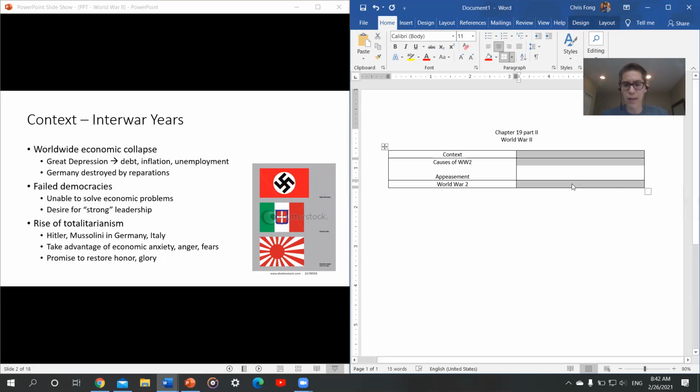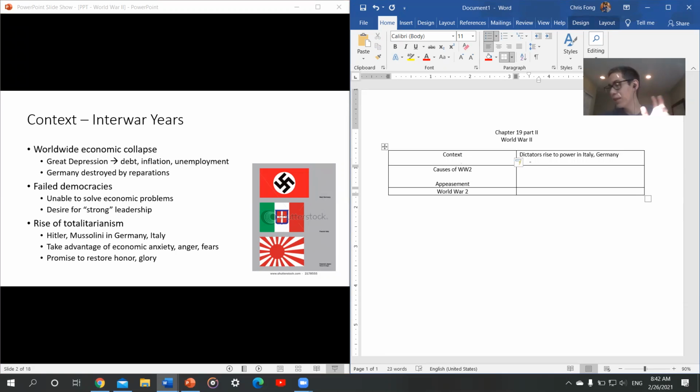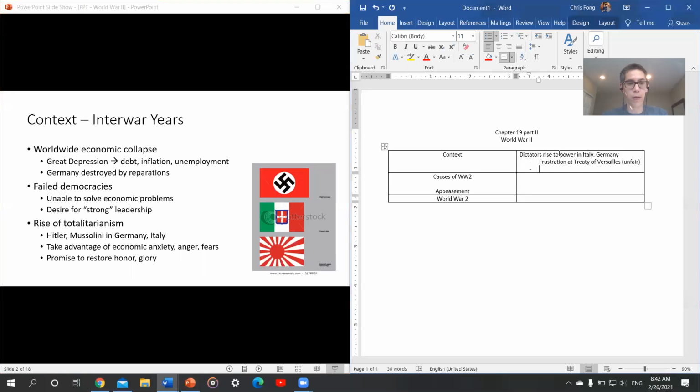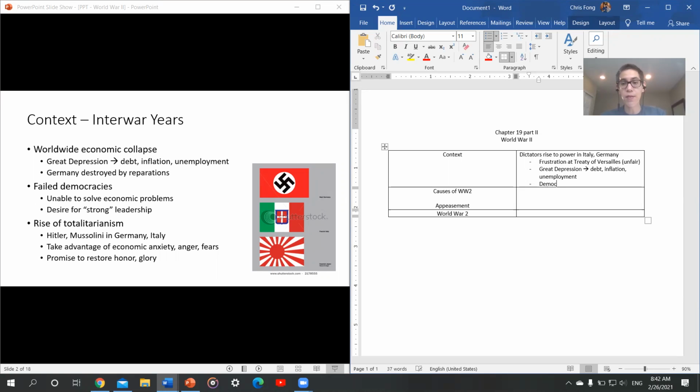So when we're talking about the context here, I'm going to basically just say that dictators rise to power in Italy and Germany. Italy and Germany have slight differences, but it's the same basic reasons why dictators rise to power. There's frustration at the Treaty of Versailles, seen as unfair. There is the Great Depression, which leads to massive debt, massive inflation, and especially unemployment. And then the democracy fails to solve the problem. Dictators rise to power. They're looking to restore honor and glory to their country.